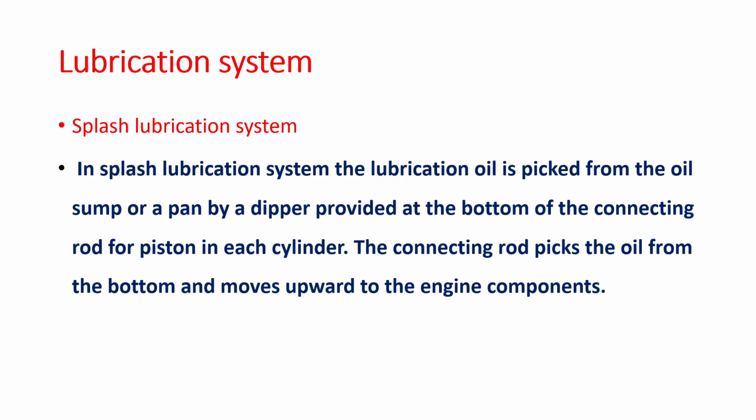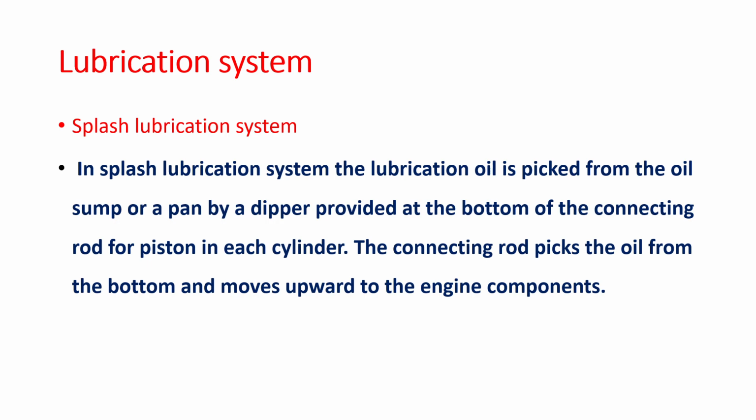What are the different types of lubrication? Oil layers act between the rotating shaft journal and the stationary bearing. Due to this, the heat is carried away and the friction is also avoided. There are different types of lubrication system. The first we are going to discuss is the splash lubrication system.